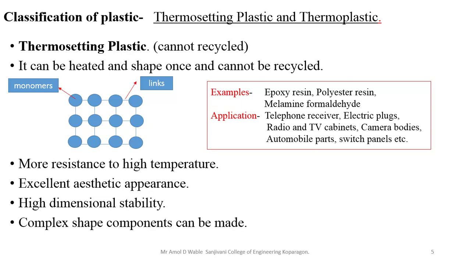Examples of thermosetting plastic are epoxy resin, polyester resin, melamine, formaldehyde. These are all examples of thermosetting plastic. For application, as I told you, you can use it for telephone receivers, electric plugs, radio and TV cabinets, camera bodies, automobile parts, switch panels, etc., which require high strength plastic. So you can use thermosetting plastic for these cases.